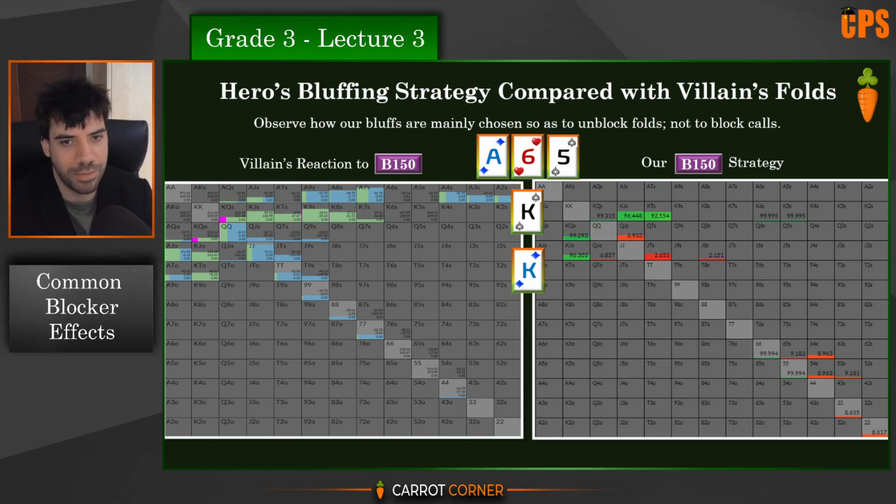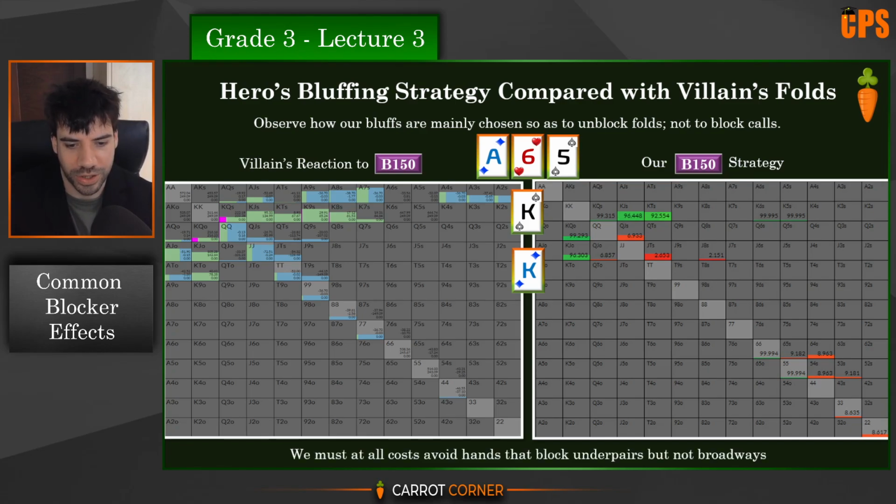How to do this in game? Quickly ask yourself, what are villain's most likely folds here and do I block them? Because in a world that's so bad, you better make sure you block as few as possible before you consider bluffing this spot. So at all costs you want to avoid hands that block these underpairs but don't block the broadways. That's how we instantiate this pattern in this hand example.